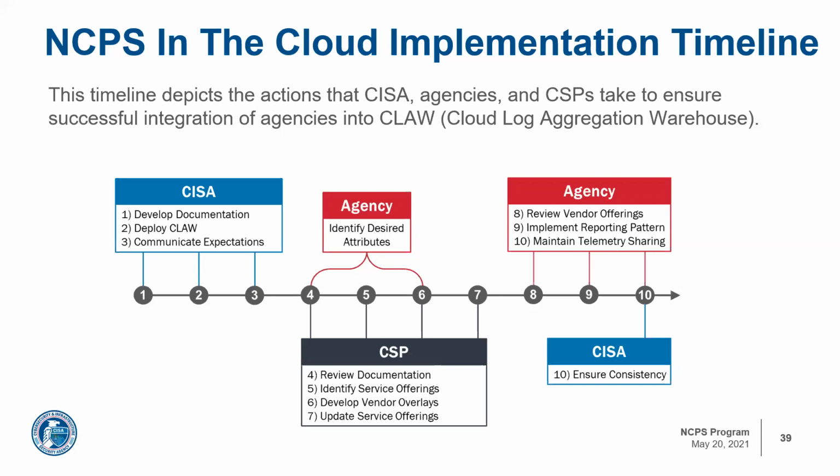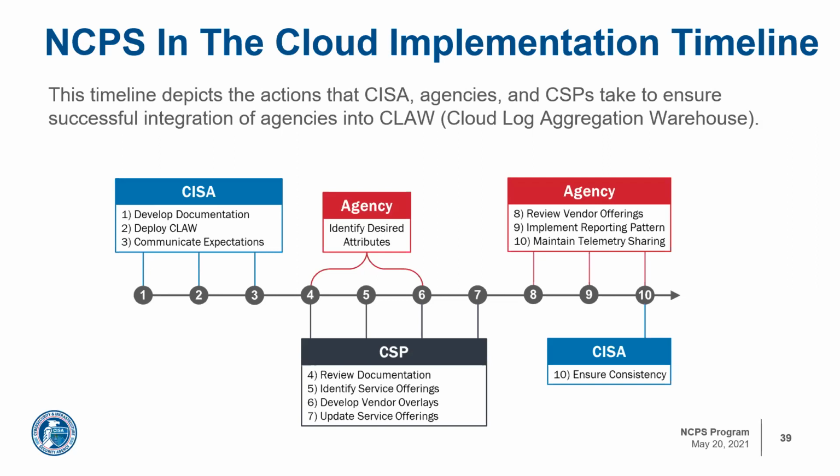review the documentation. This is where the agency and that service provider review the documentation and look at what reporting patterns make sense with the service they're leveraging, but also with respect to the department's and agency's architecture, and then have that conversation before meeting with CISA. Then we work out the details in the technical exchange meetings throughout the onboarding process, right? And so the agency will be reviewing vendors' offerings, implementing the reporting pattern that they selected, and then maintaining that telemetry sharing mechanism.